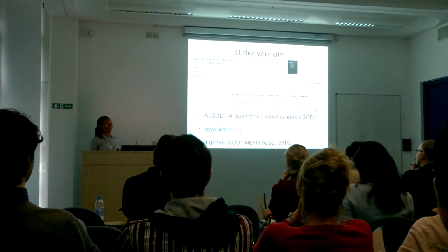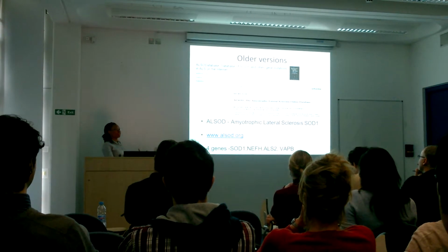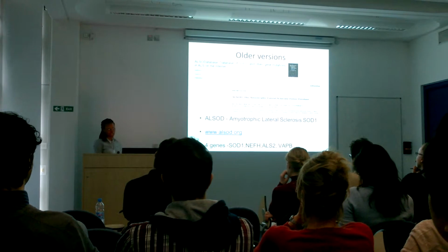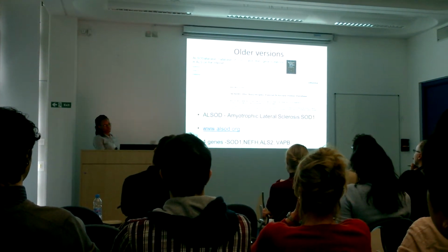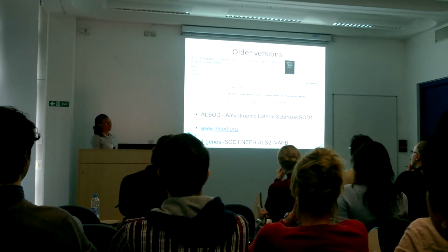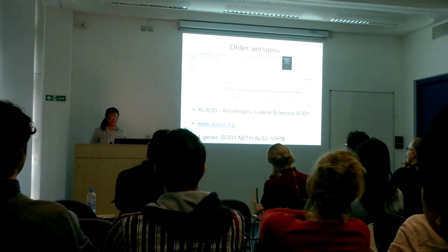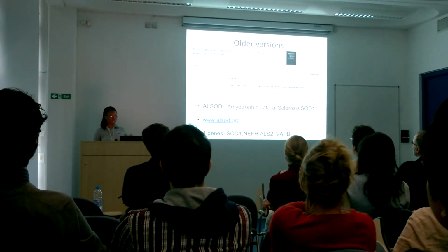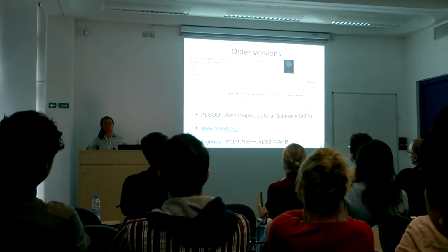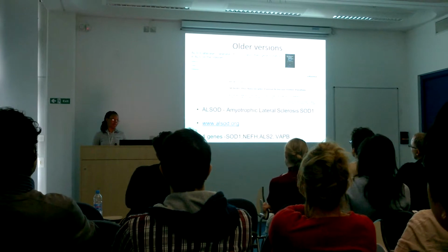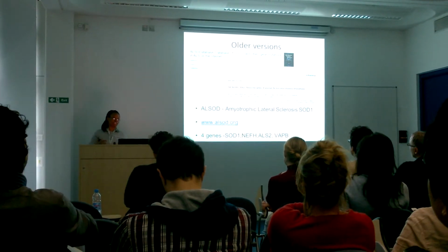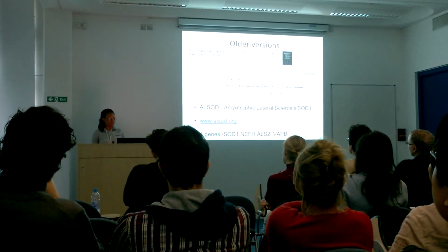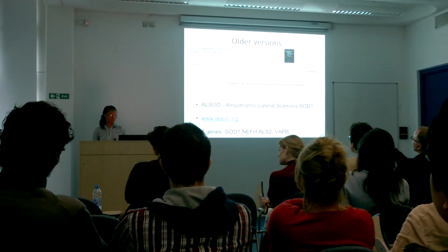In the older version, the ALS Online Database was just to deal with the SOD1 mutation, and that was by, sorry if I pronounce it wrongly, Radinovic. In 1999, this was when the database was created, and it was just for gathering mutation data of the SOD1 gene. And it was then the Amyotrophic Lateral Sclerosis SOD1 which brought the name.